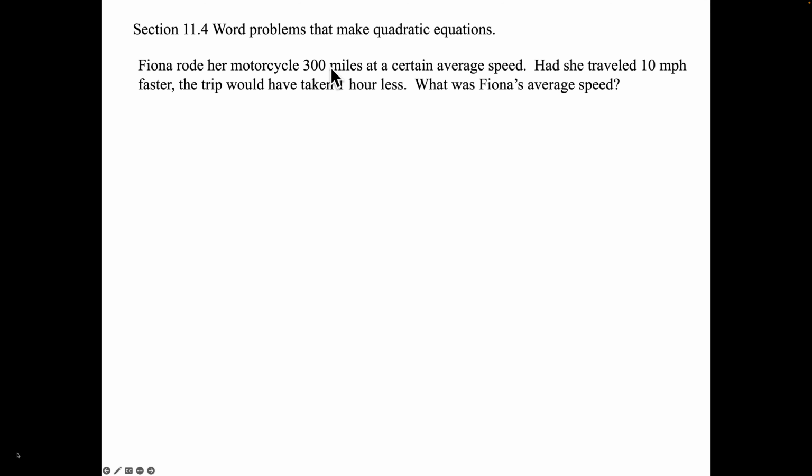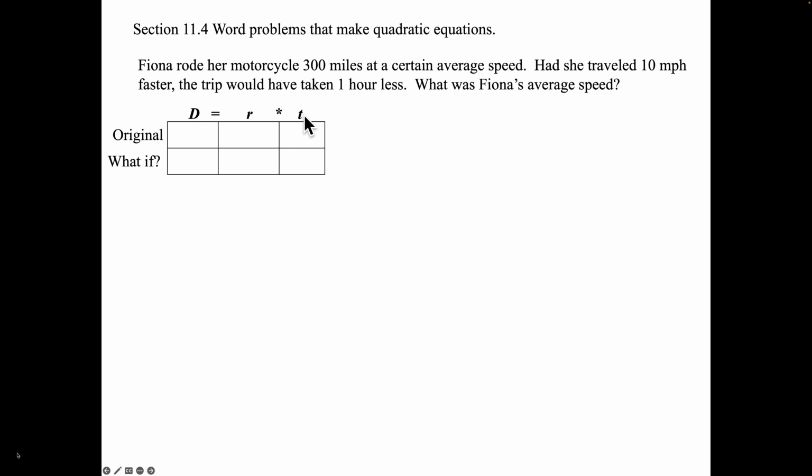Fiona rode her motorcycle 300 miles at a certain average speed, which is also known as rate. Had she traveled 10 miles per hour faster, the trip would have taken 1 hour less. What was Fiona's average speed? So what we need is a table. 2 rows, 3 columns. Distance equals rate, or your speed, times the time.